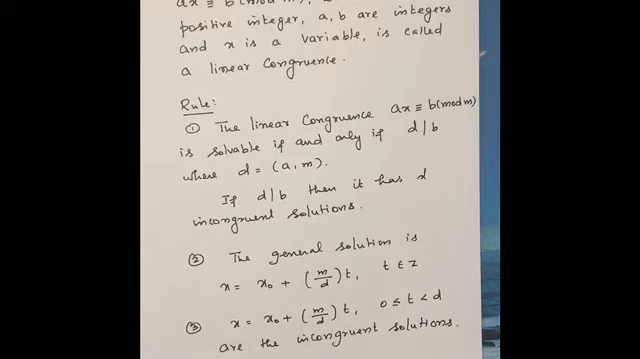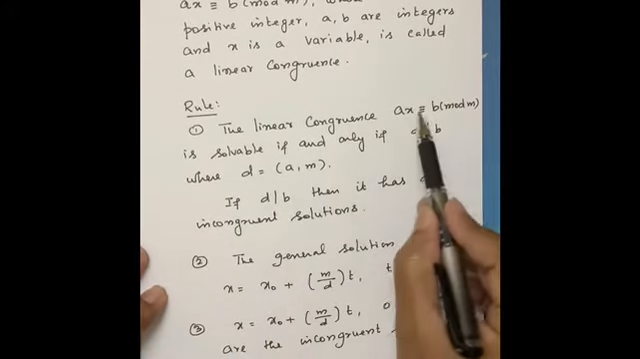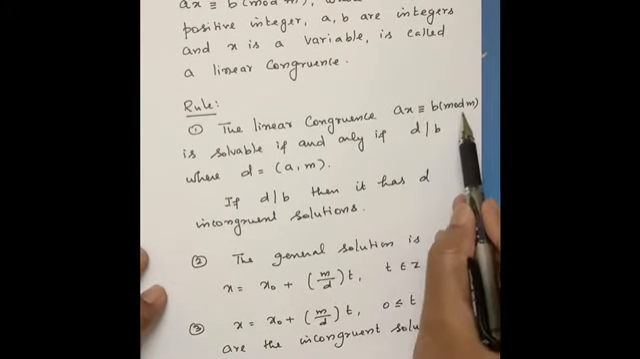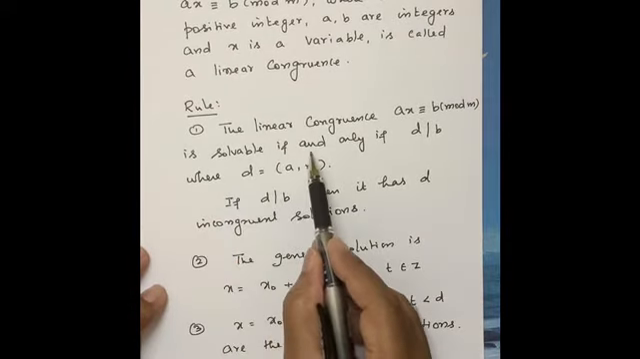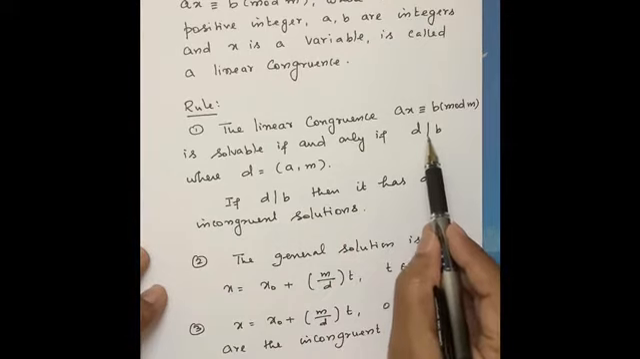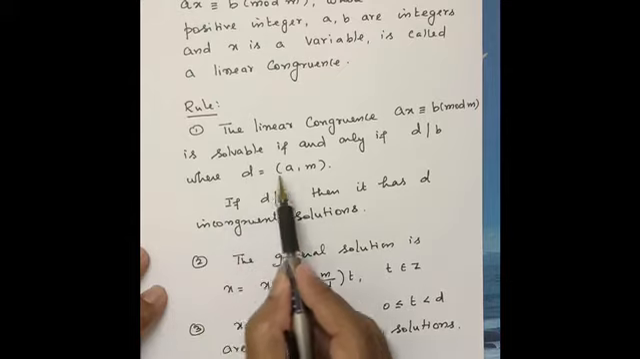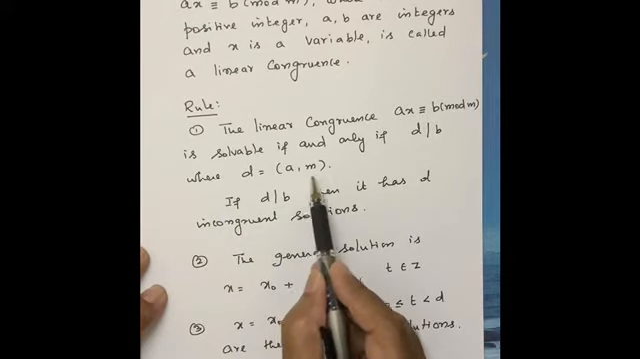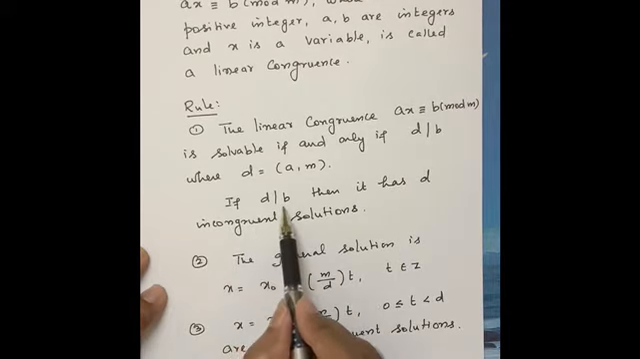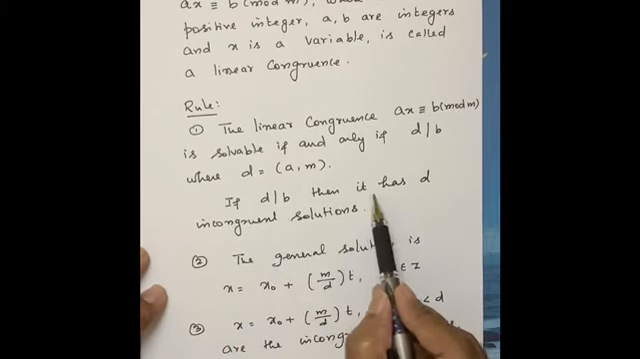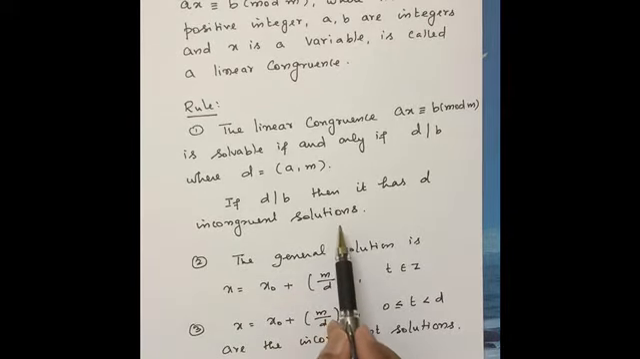So what are the rules we have to remember for this? The linear congruence AX is congruent to B modulo M is solvable if and only if D divides B, where D is the GCD, the greatest common divisor of A and M. If D divides B, then the linear congruence has D incongruent solutions.